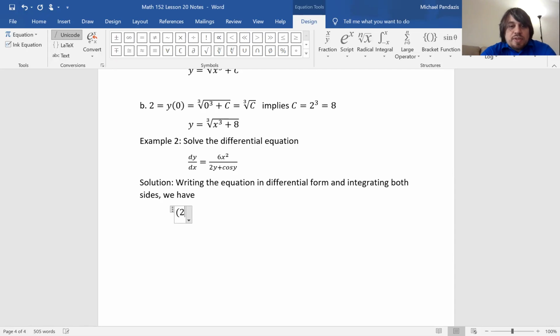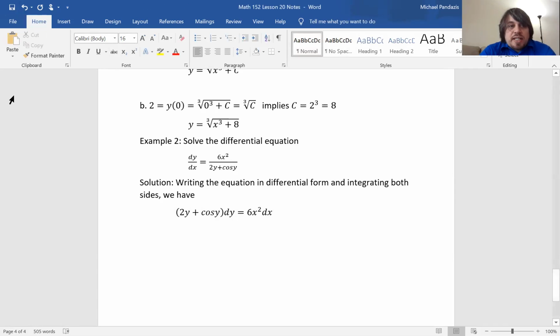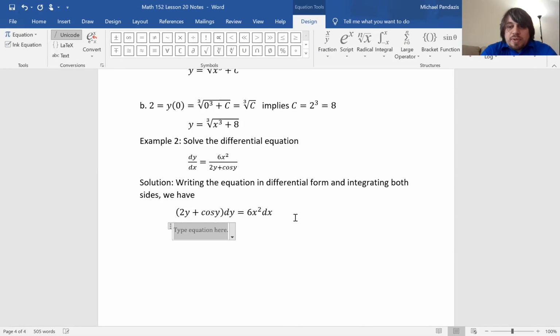So first, 2y plus cosine y dy is equal to 6x squared dx. Okay, so this is writing it in differential form. That's the first step. You can think of it as a memory technique, cross multiplying two fractions that are equal. That's not the reason they're equal, but it's just a way to remember it. Okay, so then you integrate both sides.